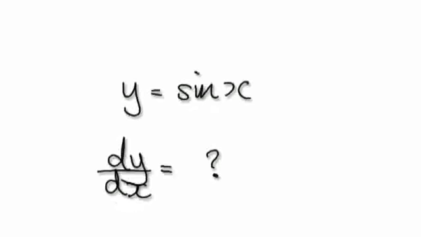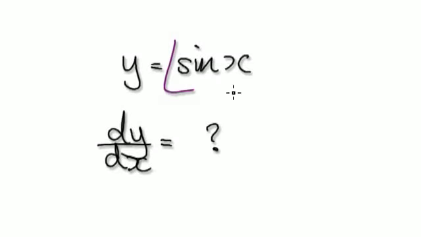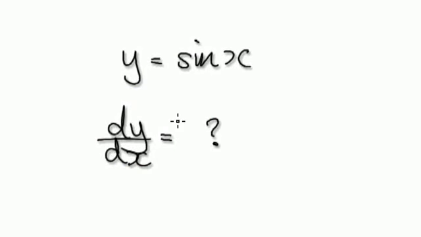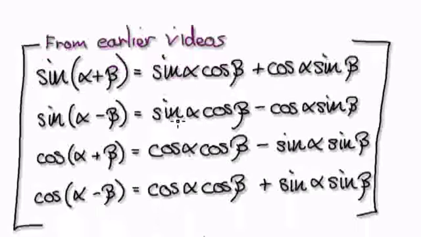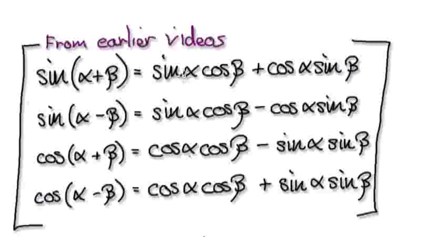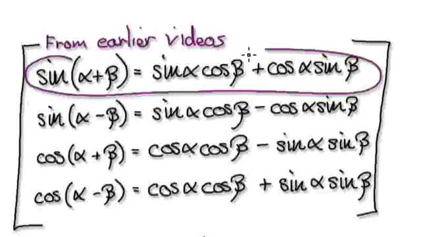In this video, we're going to try and find the derivative of sine of x. So given y equals sine of x, what is dy by dx? Okay, and from some of the earlier videos, we proved these identities here. But in order for us to find the derivative of sine of x, we're going to need this one here. So later on, we're going to use this identity here.